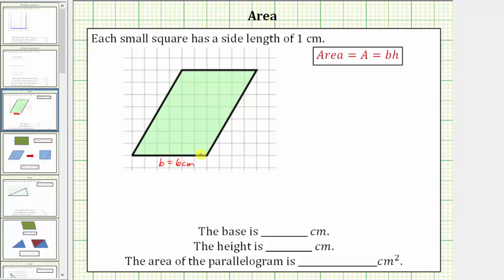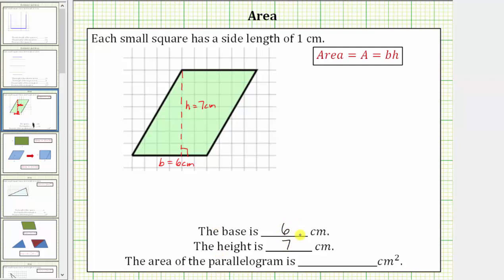The height is going to be the vertical distance from this side to the opposite side, and the height is always going to be perpendicular to the base, which means this length here is the height. Notice how the height is 1, 2, 3, 4, 5, 6, 7 centimeters. We will label this H for height equals 7 centimeters. Recording the information below, the base is 6 centimeters and the height is 7 centimeters.